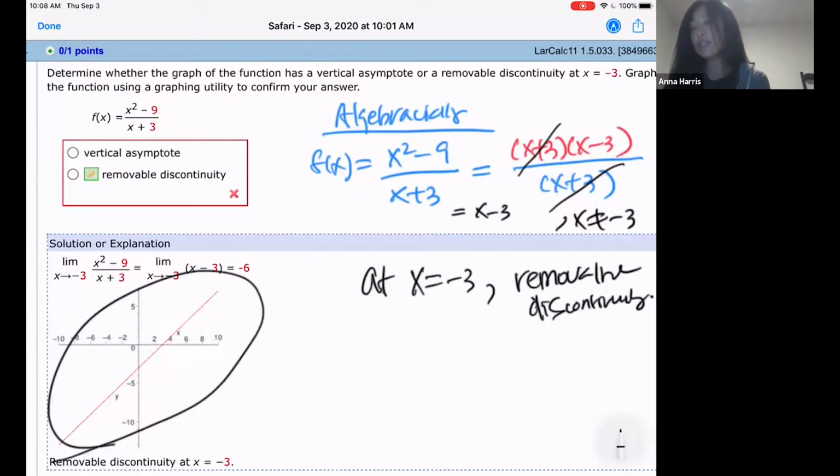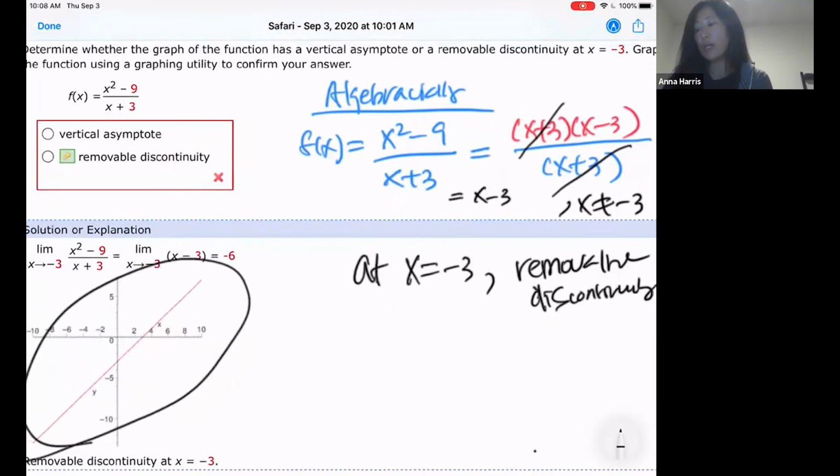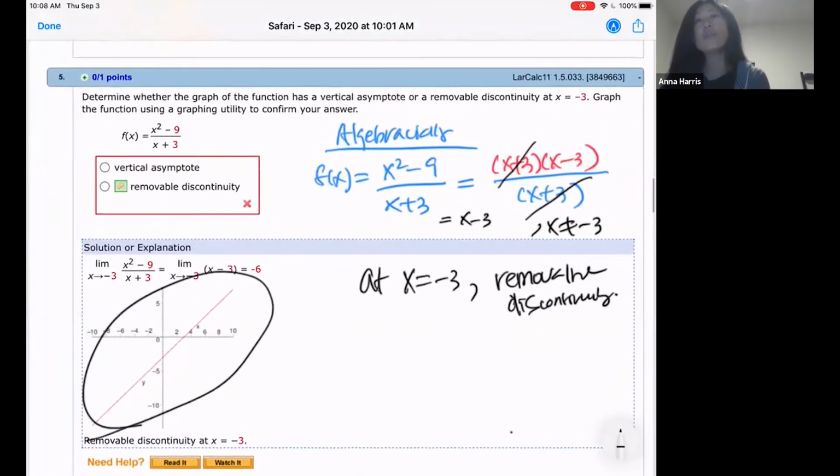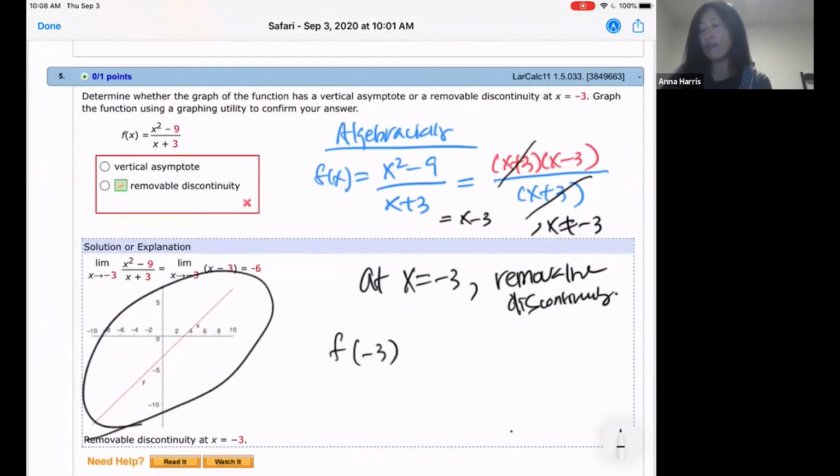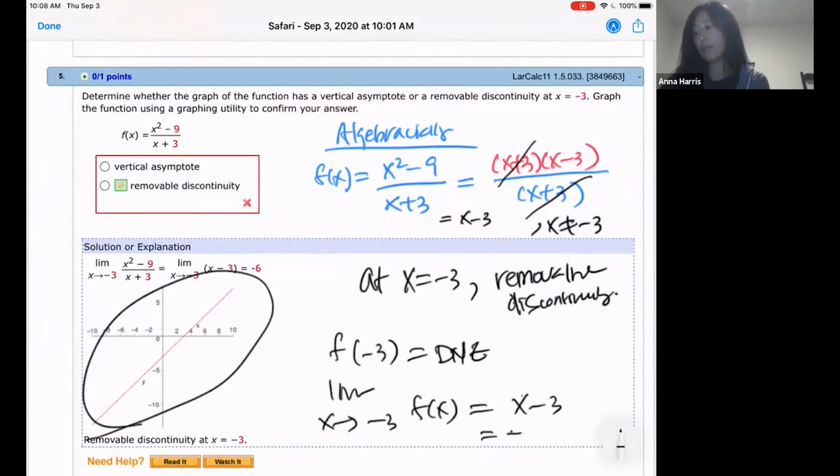Okay, so since it's that, then you know what to do. When you plug in x equal to -3, you don't have a y value, but you do have a limit as x approaches -3. So if I ask you to find f of -3, you're gonna say does not exist, but you do have a limit as x approaches -3 of this function. Then you have which one? It'll be x minus 3, you plug in -3, so you have -6.